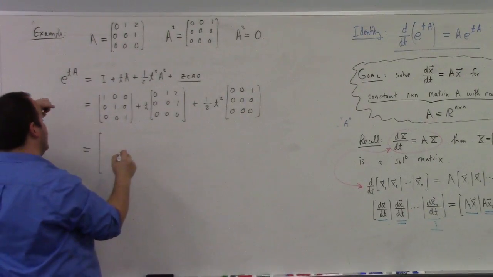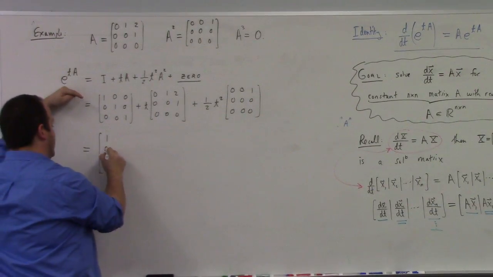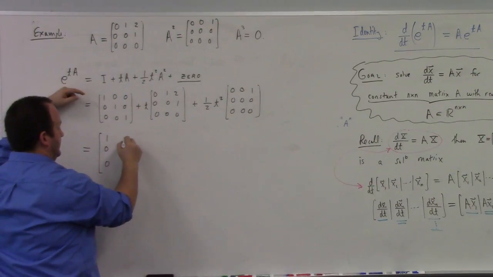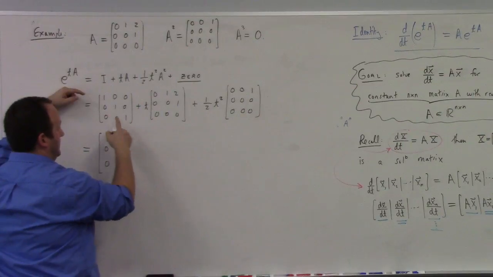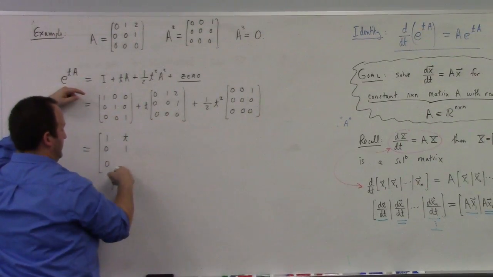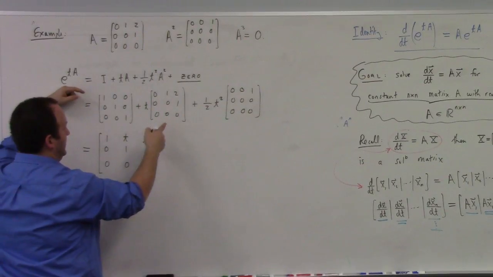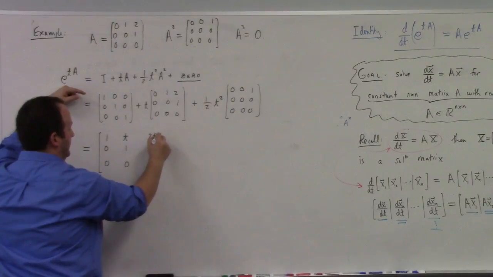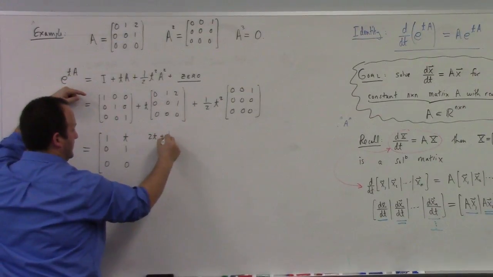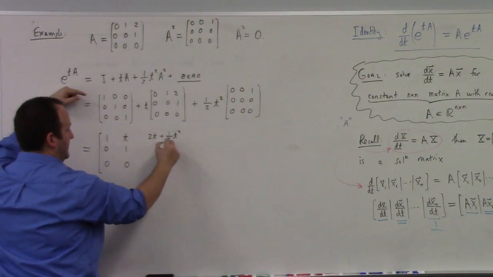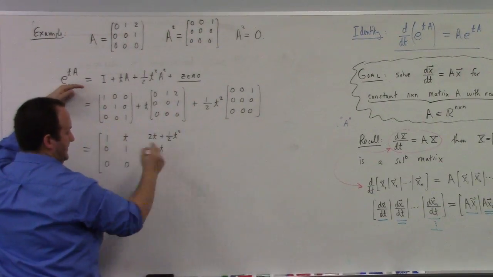We got 1, 0, 0. And the second column, we've got t, 1, from this one, nothing from that one, 0. The third column is more interesting. Third column, we've got ourselves a 2t plus 1/2 t squared. And we've got a t from here, and that's it.